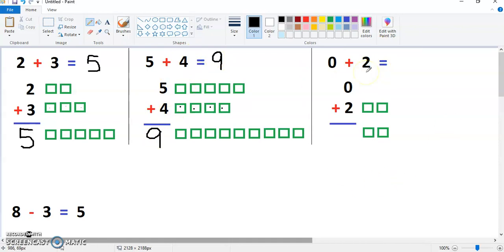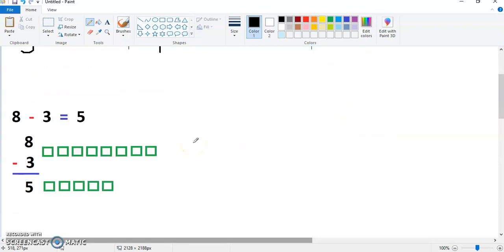Here we go. Let's do another one. So we have 0 plus 2 equals how many? Well, we're starting with 0, so we just count on 1, 2. 0 plus 2 equals 2. They say the same thing, even though one of them shows side to side and the other one shows up and down. They're saying the exact same thing. It's the same situation with adding.